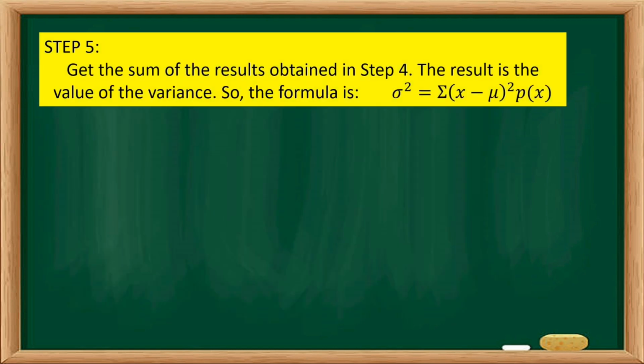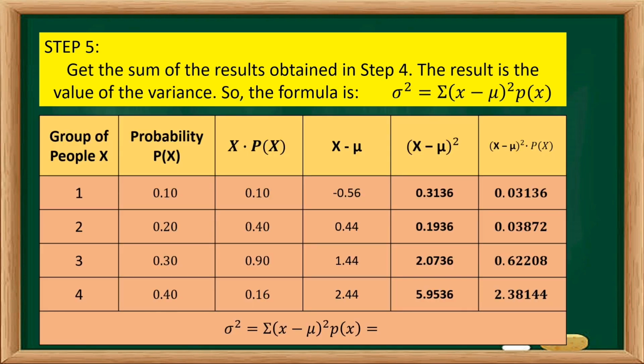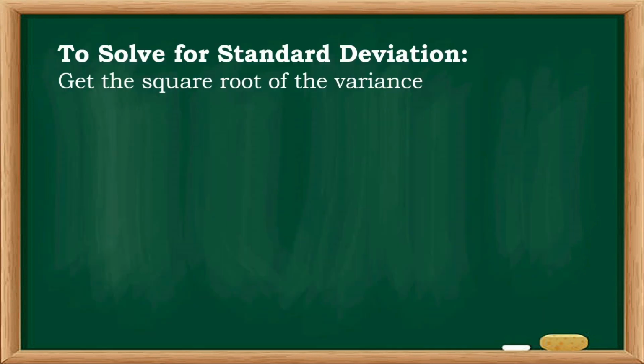Step 5. Get the sum of the results obtained in Step 4. The result is the value of the variance. So the formula is the variance is equal to the summation of the quantity x minus mu, squared, times P of x. And the result is 3.0736.